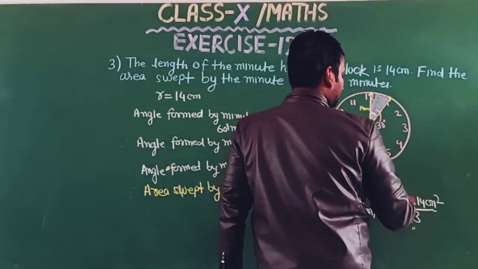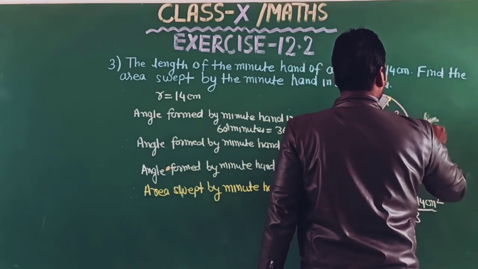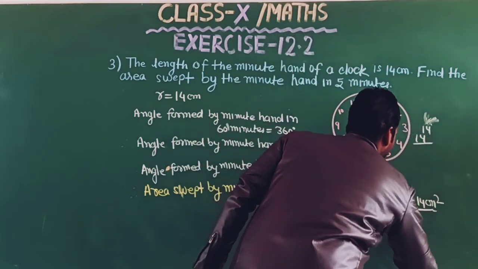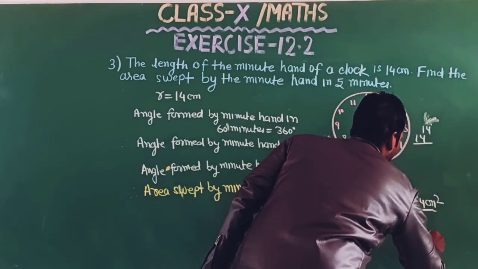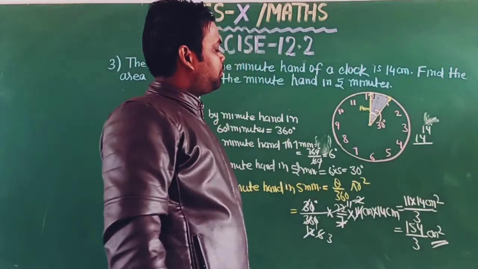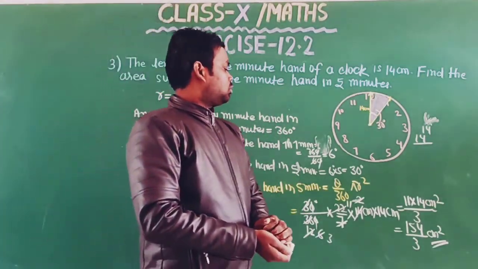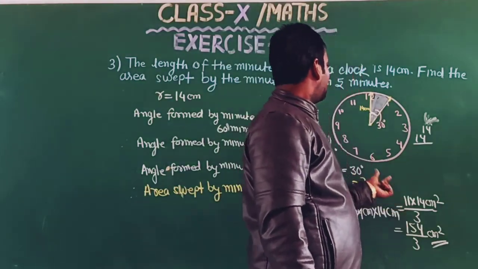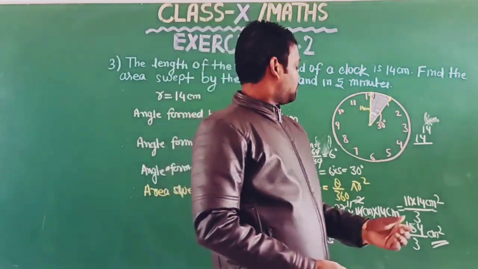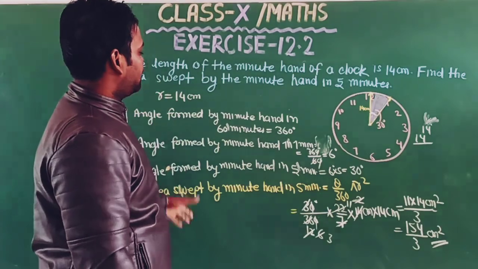So 11 into 14 is equal to 154 by 3 centimeter square. Okay, 154 by 3 centimeter square. So this is the area swept by the minute hand in 5 minutes. Okay, so this is the required answer of question number 3.